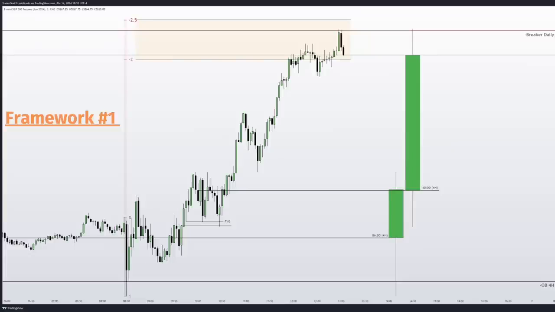Okay, this is one example for framework number 1, the continuation profile. Okay, it's important to keep in your mind that you never find the perfect frameworks. These frameworks have little differences, but it's the same core. In this framework number 1, the 6 a.m. opening here and the 10 a.m. opening here. The 6 a.m. opening here, open, and this is the accumulation.